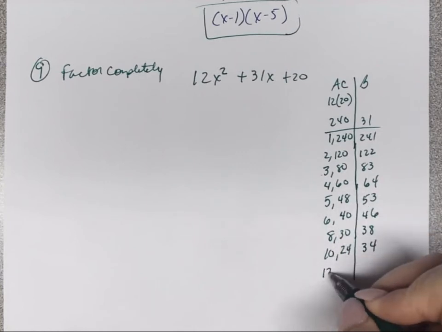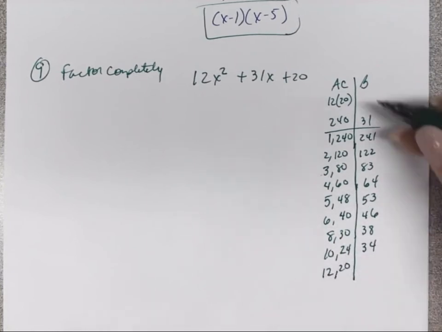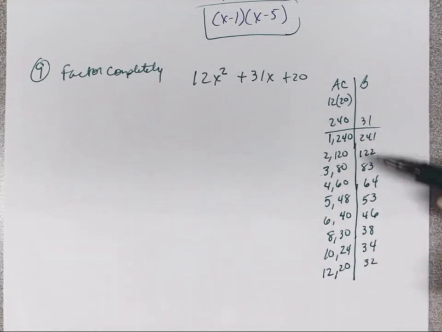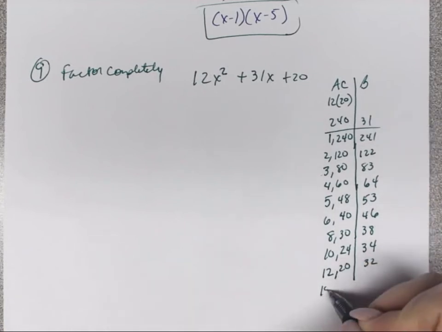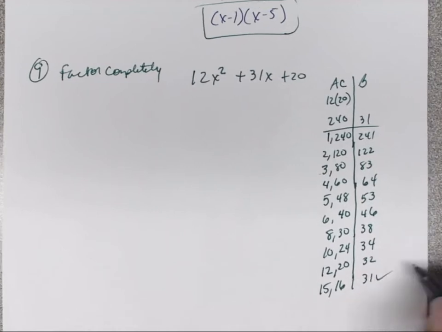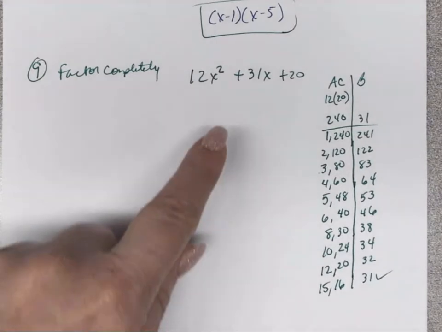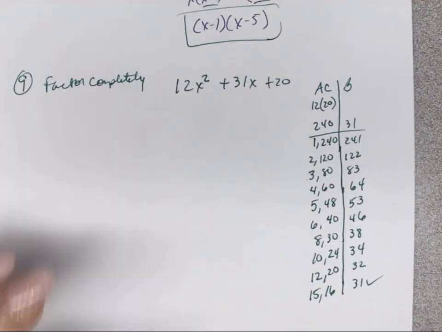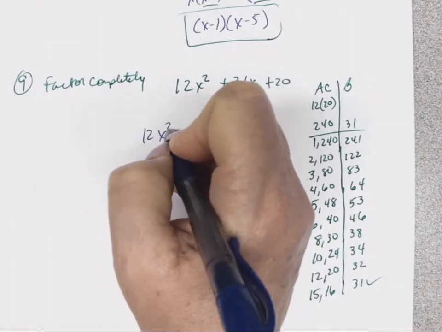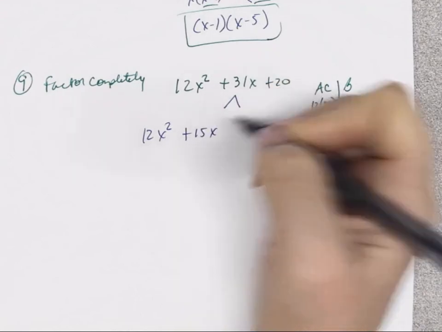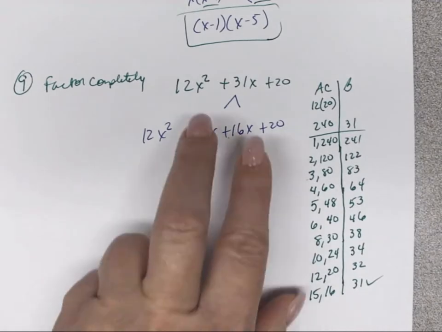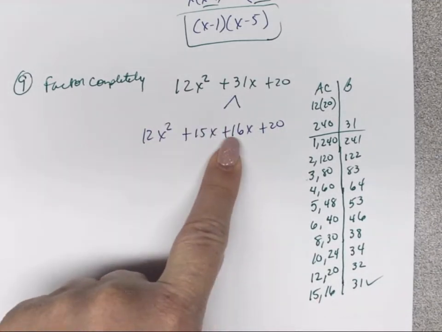11 won't go into it, but 12 will. 12 times 20, which is what we started with. When we add those, we get 32. It won't divide by 13 or 14, but it will divide by 15. 15 times 16 will get us to 240, and when we add them, we get to 31. So those are the two factors we're going to use up here. So I'm going to rewrite this as 12x squared plus 15x plus 16x plus 20. So I rewrote 31 as 15 and 16.